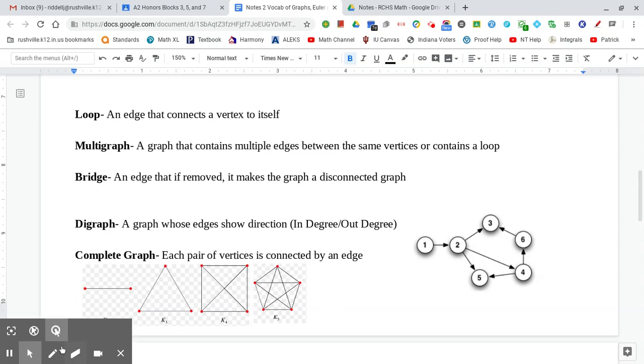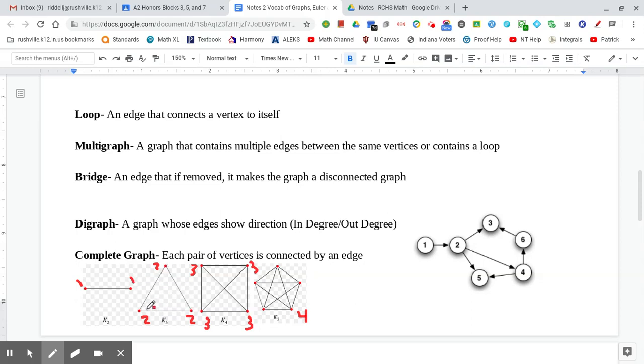Something of importance to note here is the degree of each of the vertices. In a K2 graph, the degree of this vertex would be 1 because there's one edge coming into it or going out, however you'd like to think of it. Same with this one, it's also 1. So both of the vertices in a K2 graph have degree 1.